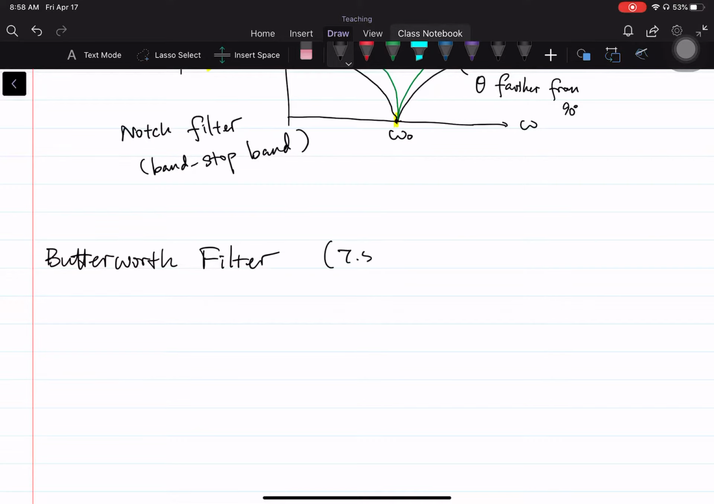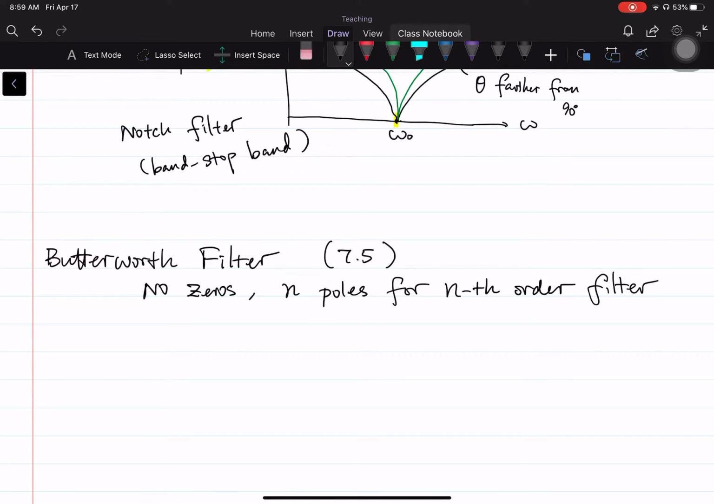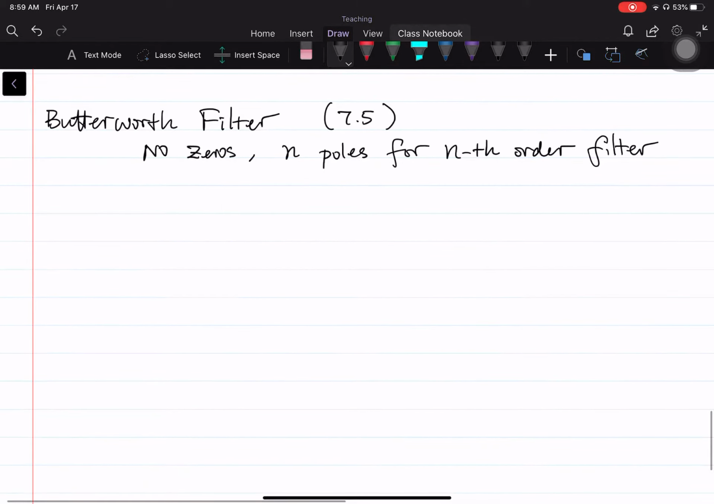It comes from section 7.5 of the textbook. So the Butterworth filter is a filter, meaning we have to quantify it with a transfer function, that has no zeros. It has n poles for an nth order Butterworth filter. So we usually say this is the second order Butterworth filter, third order Butterworth filter, and so on. And the order of the filter is equal to the number of poles in the transfer function.